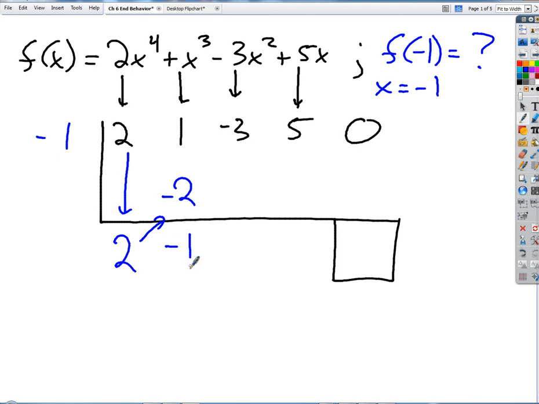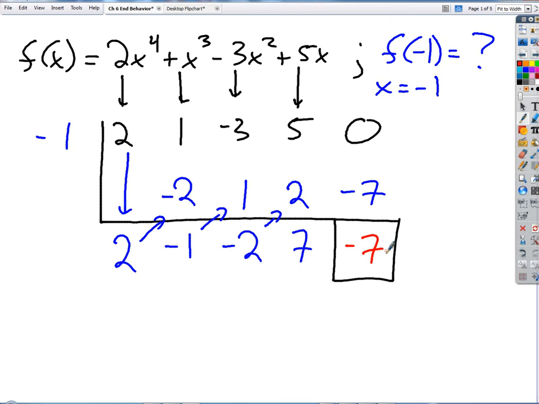-1 times -1 is +1. -3 plus 1. New number appears, -2 times -1. We don't need to write the arrows, but I'm just doing it for now. 5 plus 2. So what goes here then? And when I add, what do I get for my answer? 7. Okay. Now, of course, we could do this by brute force, plugging that number in for x and doing it all the way through. But those can be pretty big numbers. This is an easier way to do it.